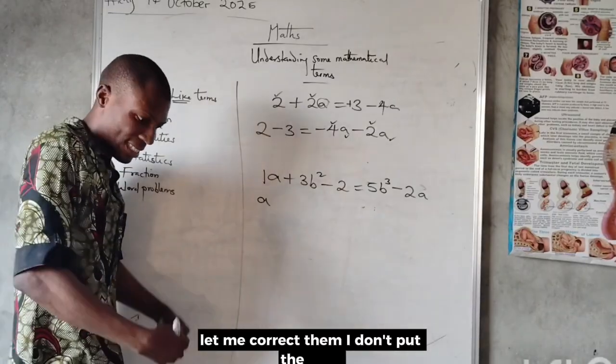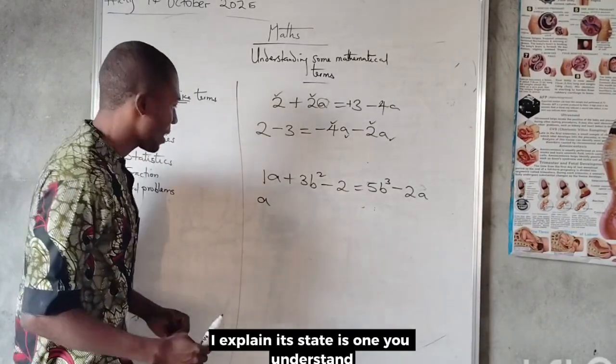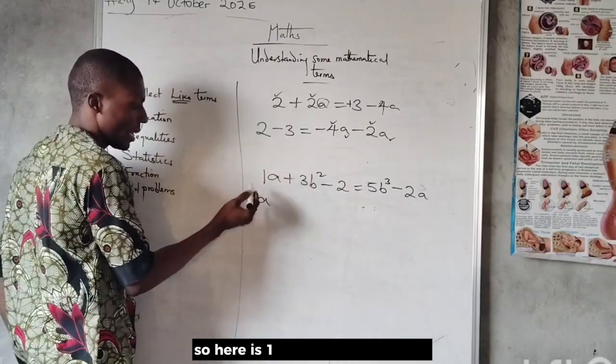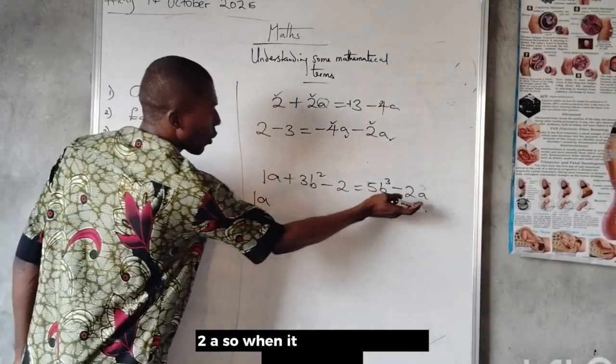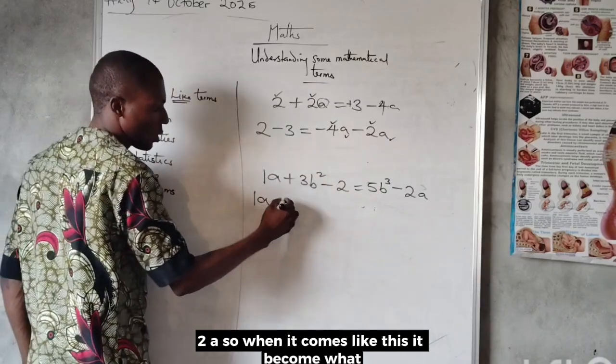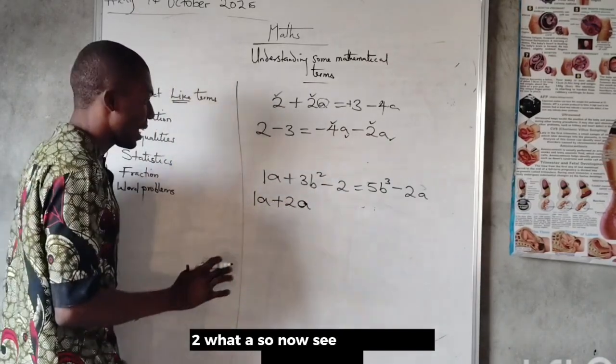I now put the state, I explain its state is 1. You understand? So here is 1a, and here is 2a. So when it comes like this, it becomes what? Minus plus what? 2a. So you don't say that they are not the same.